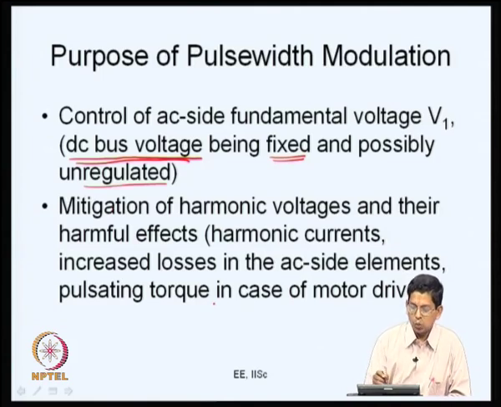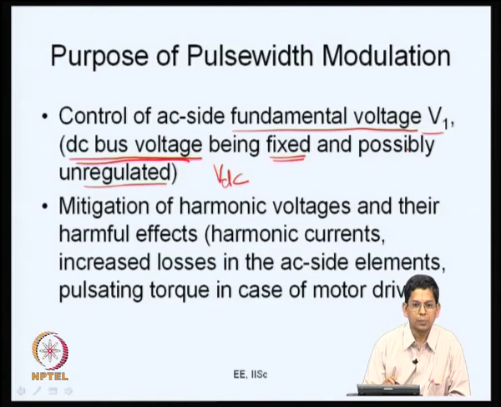We want to realize whatever fundamental voltage we need on the AC side, let us call it V1. Given a certain DC bus voltage, which we can call VDC, we want to realize this V1, and the PWM converter should do this. The inverter as such can produce a range of fundamental voltages for this given VDC. Now, you want a specific voltage, let us say 60% or 70% or whatever. So the first goal of pulse width modulation is to ensure that the fundamental voltage has the desired amplitude, that you control the AC side fundamental voltage.